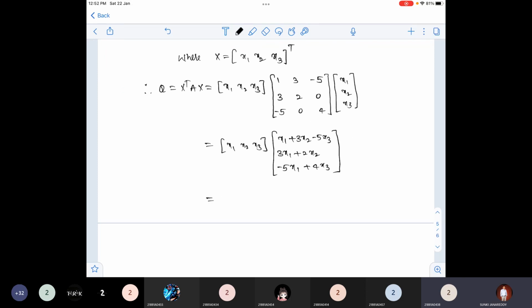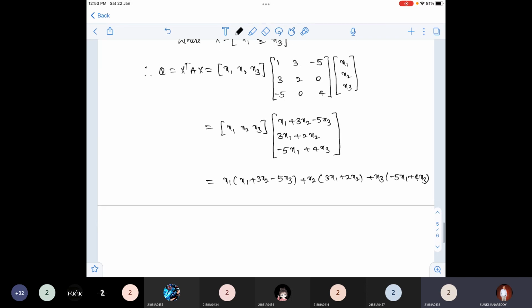Next, multiply these two matrices. Then what can we get? Here x1 into (x1 plus 3x2 minus 5x3), next plus x2 into (3x1 plus 2x2), next plus x3 into (minus 5x1 plus 4x3). Close the bracket.